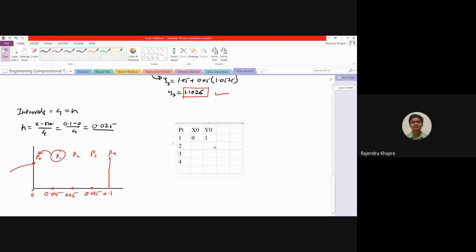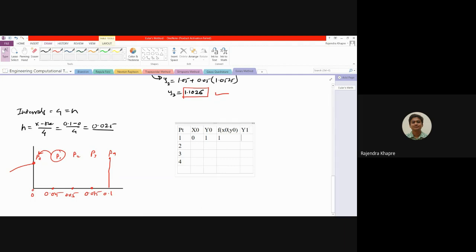For calculation of p1, I'll be needing x0 and x1. The initial value we have to take from the earlier coordinate which is known. So this is 0 and 1, and from this I'll be getting the value of f of x0 and y0. What is f of x0 and y0? It is x0 square plus y. If you use this, this is going to become 1.